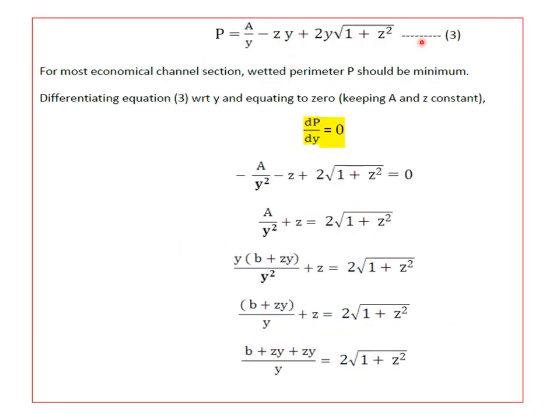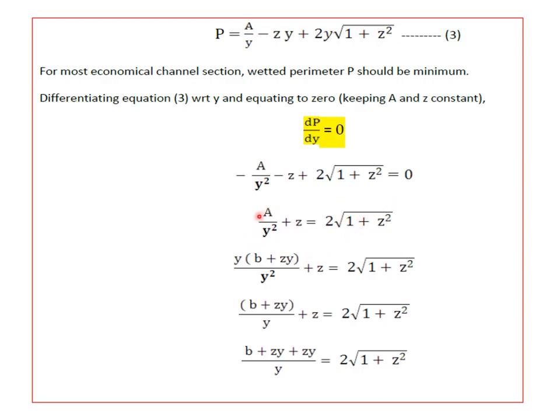So the same thing is written again. So now we have this differentiation of dou p by dou y. Again we have written here: dou p by dou y is minus a by y square minus z plus 2 into root of 1 plus z square. Rearranging the terms, putting on the other side, a by y square plus z should be equal to 2 times root of 1 plus z square.